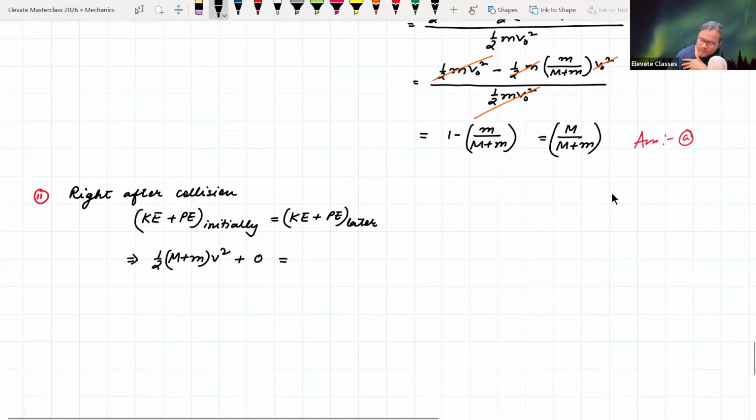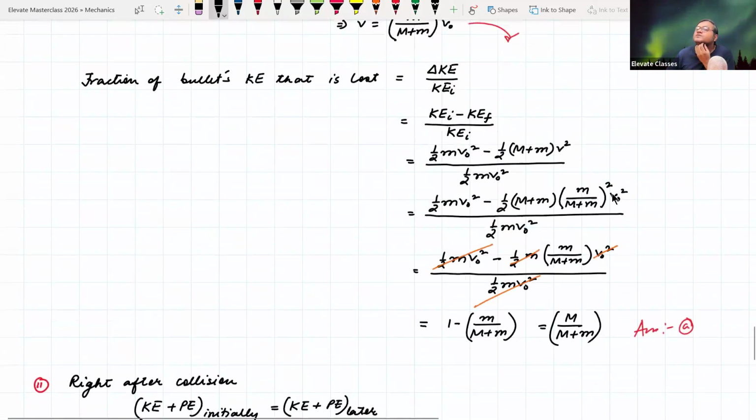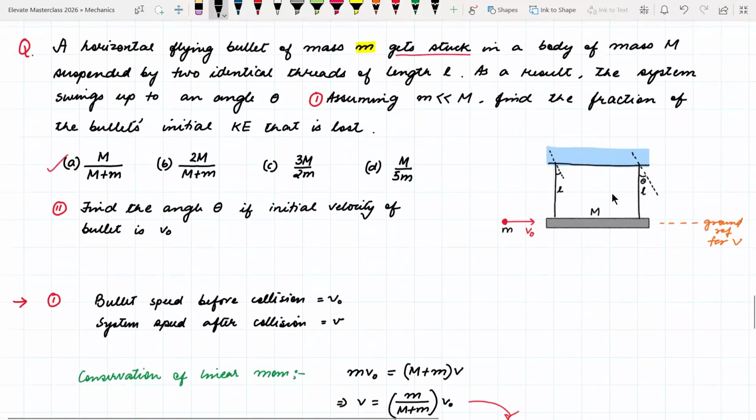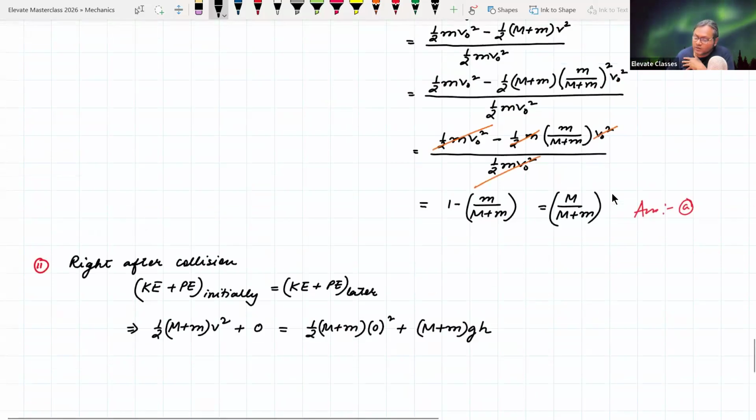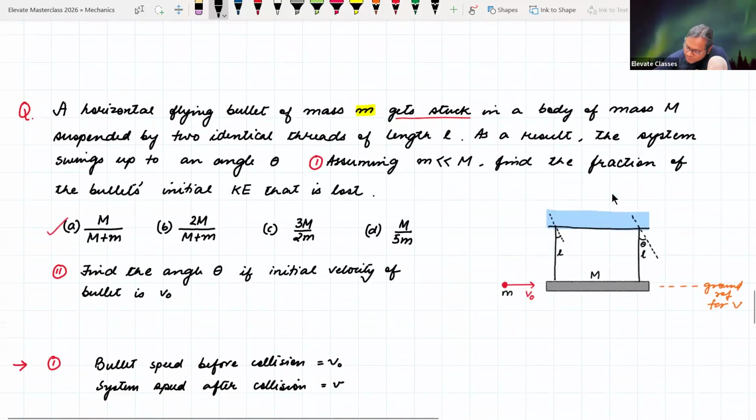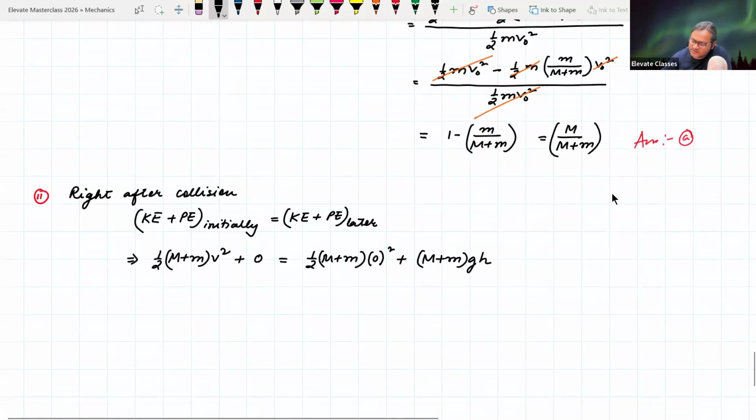And at the highest point of course it comes to rest, so half (M plus m) into 0 square. What is the potential energy at the highest point? (M plus m) g h. But what is h? If we measure h, h is simply equal to L(1 minus cos theta). So therefore we can write this as (M plus m) g L (1 minus cos theta).